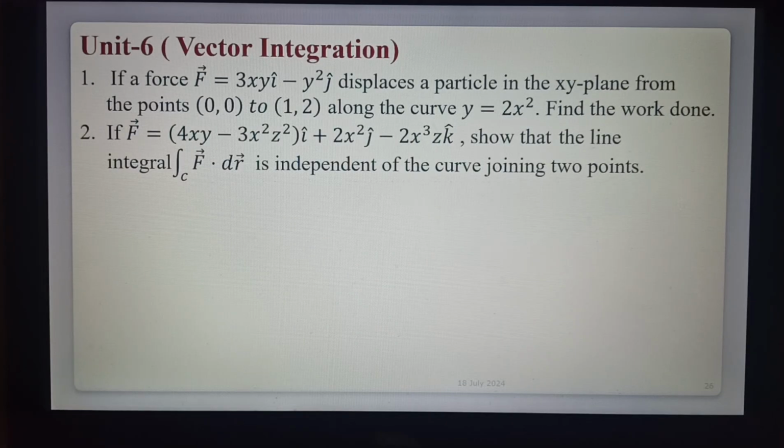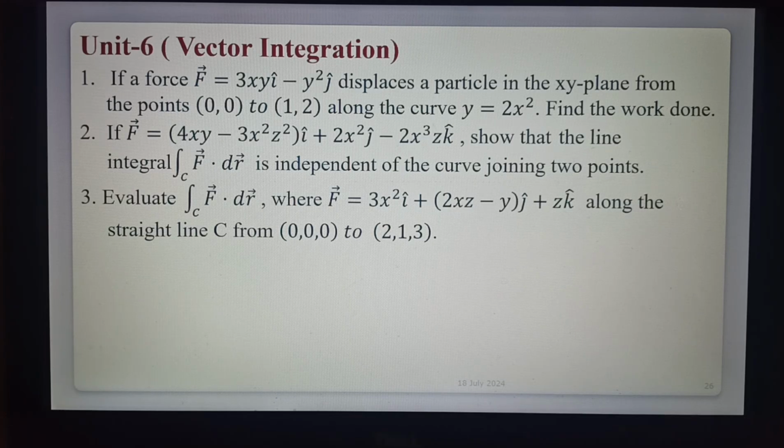Next one, if f bar is a vector field, show that the line integral of f bar dot dr bar is independent of the curve joining 2 points. Line integral is independent of the path means you have to show that the given vector field is a irrotational vector field. That is enough to show that del cross f bar is equal to 0 bar.